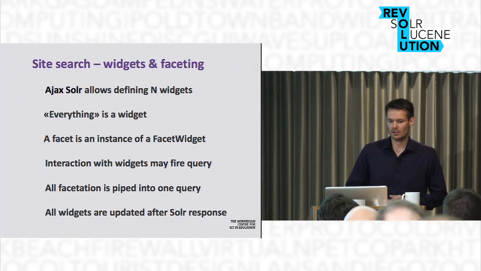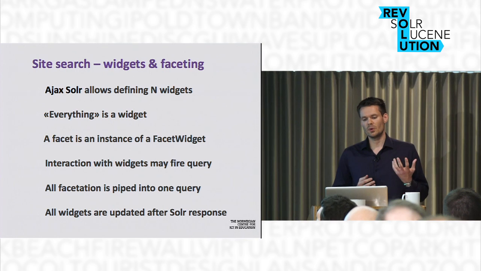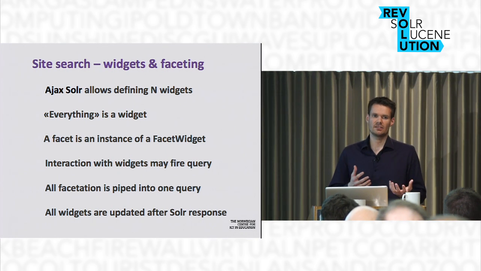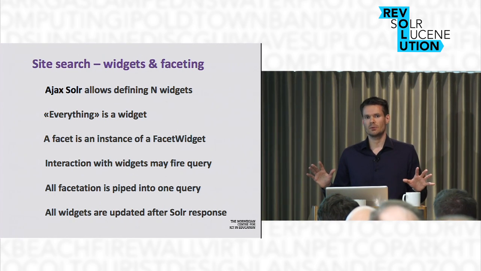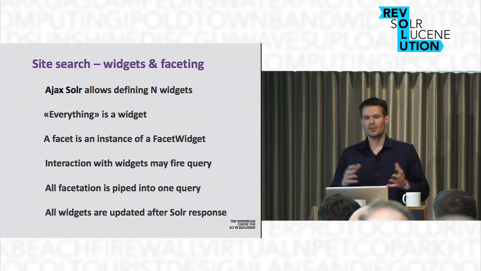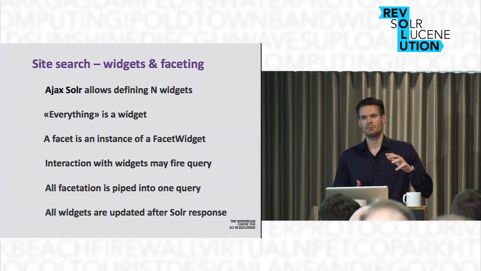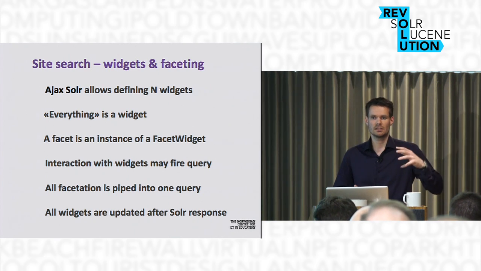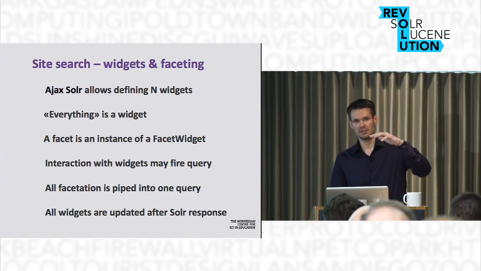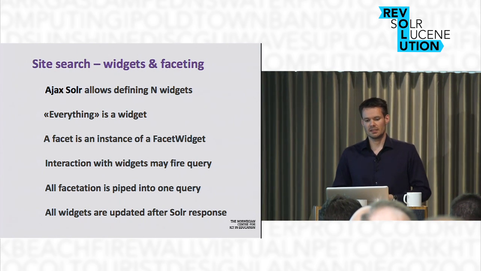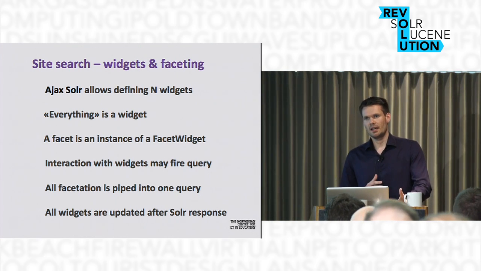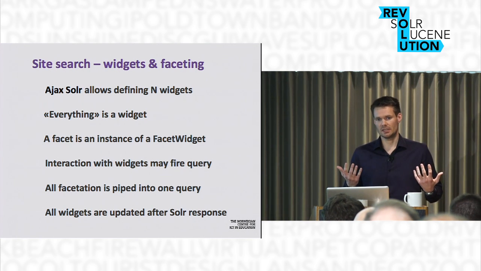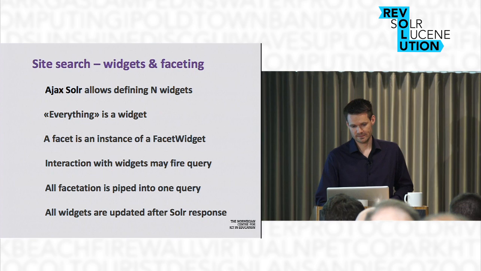So for the site search, the keywords here are widgets and faceting. Faceting is just a special case of a widget. Ajax Solr allows you to define as many widgets as you like. Everything is a widget. A page is a widget, a facet is a widget. You can have 2 facets being the same widget but 2 different instances of it. The search box is a widget. The result list is a widget. So basically, that's it. Whenever you make a query and you get a response, all widgets are updated without having to reload the whole page.